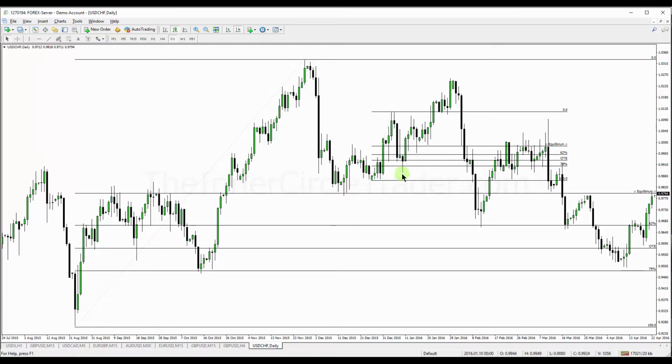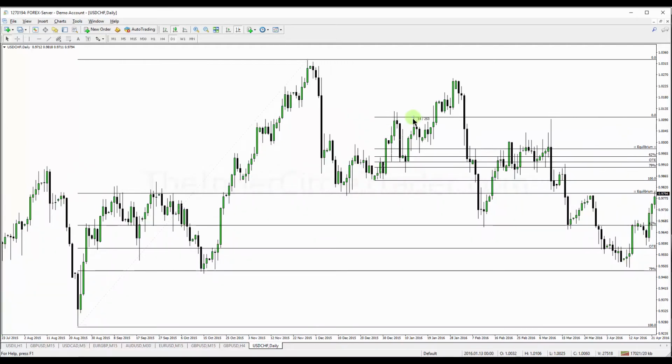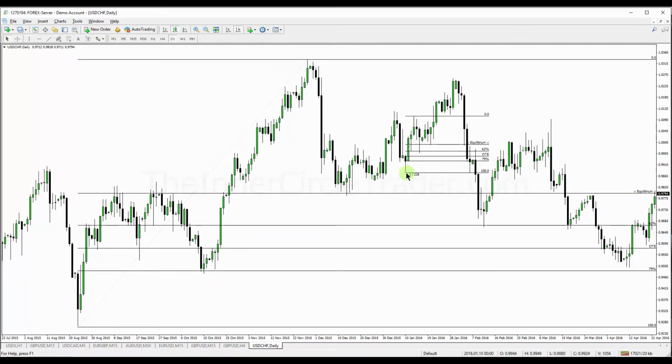I could draw a fib on this low to this high. Matter of fact, let me just do it. After all, that's the context of what we're teaching here today, right? Pulling the fib on all these levels where there should be reaction.